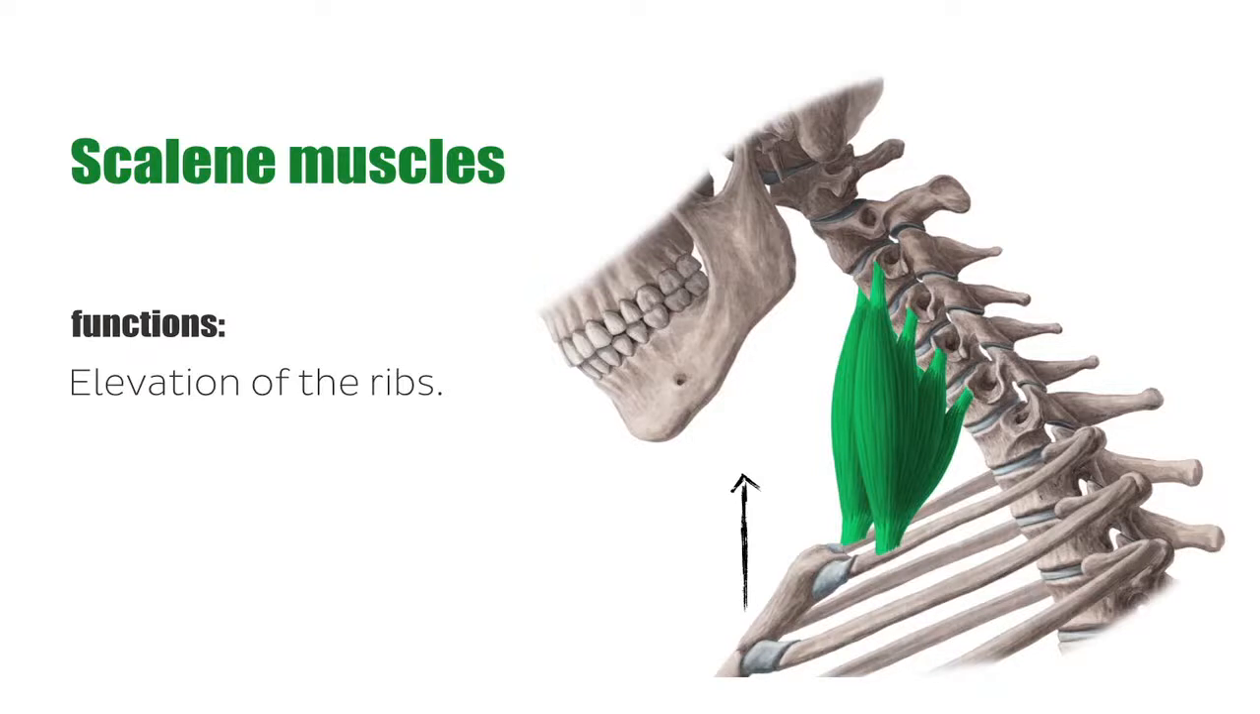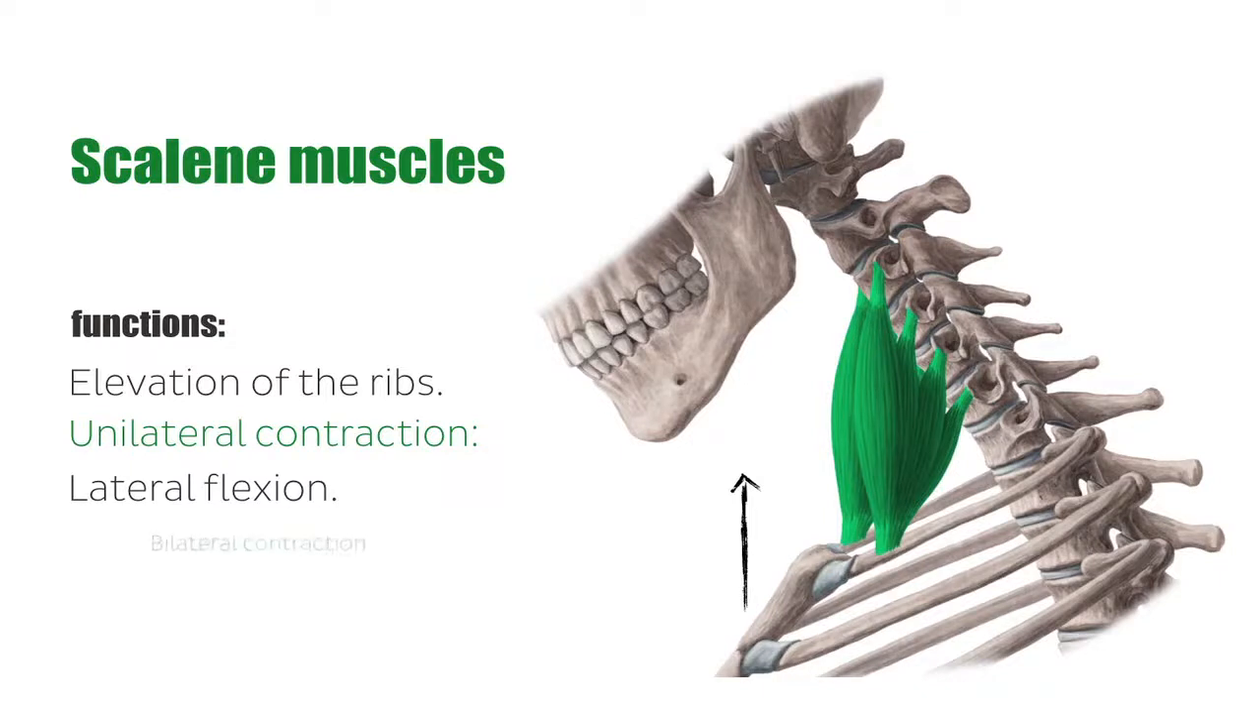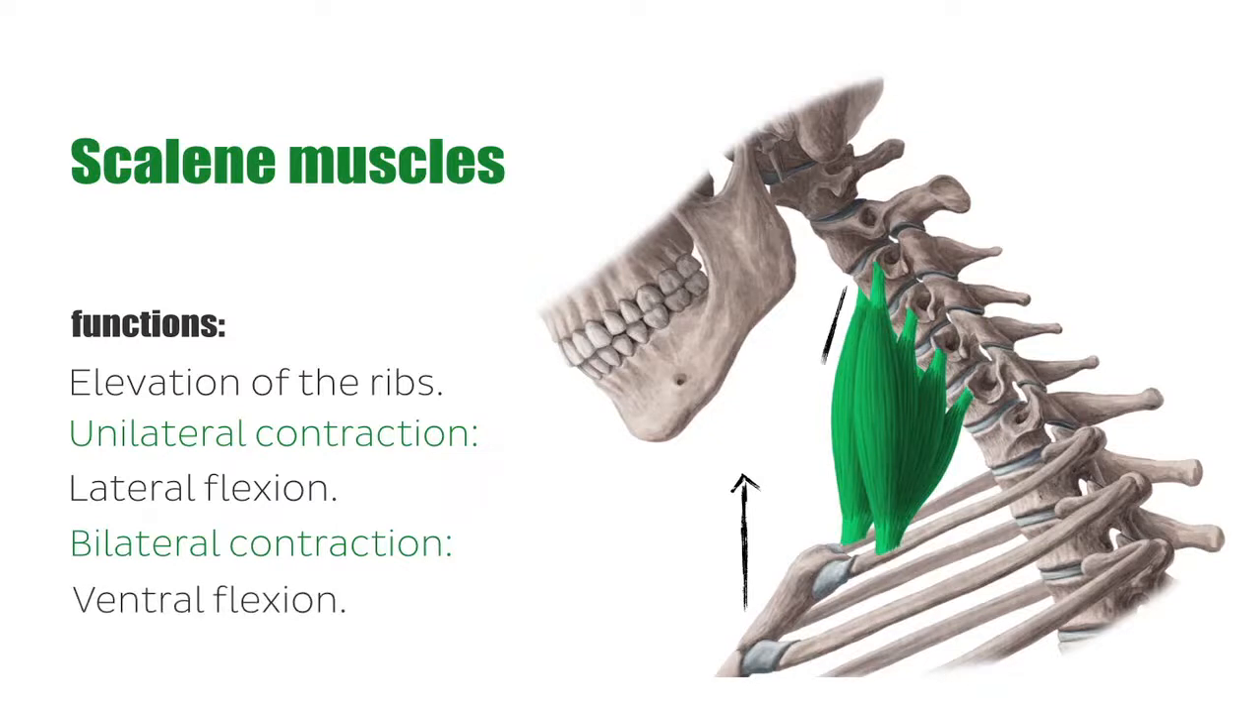When one of the muscles will contract, what we call unilateral contraction, this will bend the cervical spine to the side, or what we call a lateral flexion. Then when the 2 muscles will contract, or what we then call the bilateral contraction, specifically of the anterior scalene muscle, will cause bending of the cervical spine to the front, what we call ventral flexion, as you can see here also represented by this arrow.